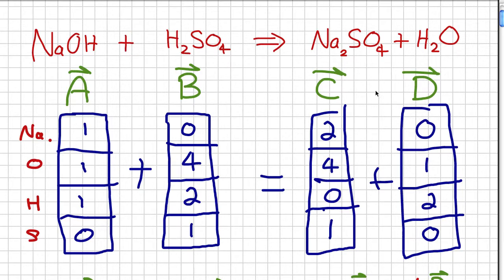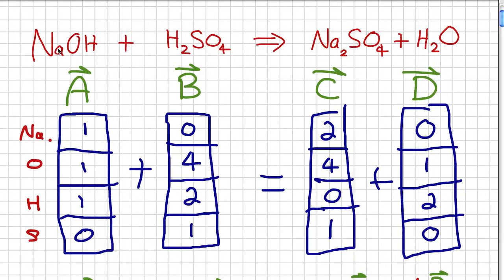With these vectors now written down across, now down on the vertical columns, I write all my elements that appear in the equation. So I just write them down in the order that they appear. Here's sodium, here's oxygen, here's hydrogen, and here's sulfur. So these are the four elements that appear in these four compounds. And then in these boxes, I write down how much of each element appears in each compound.